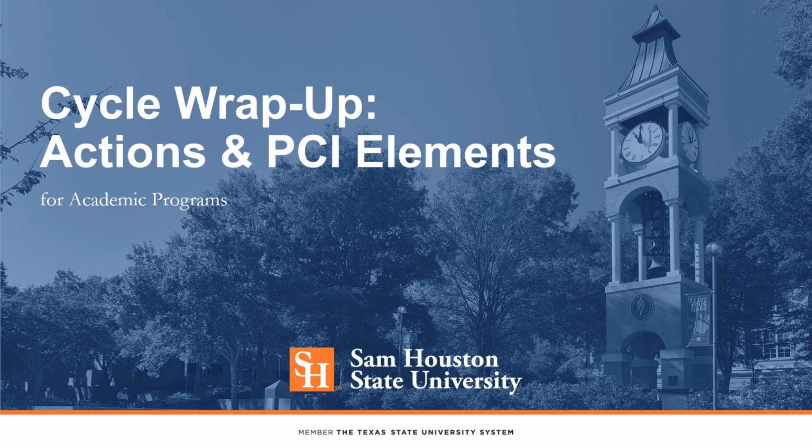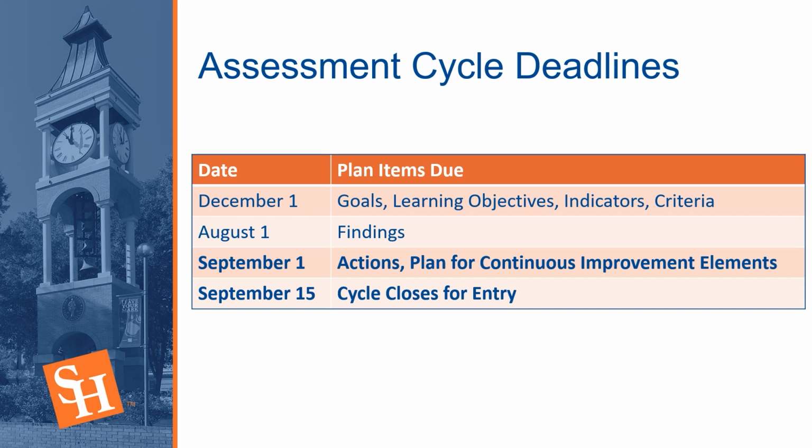This quick video will assist you as you finish wrapping up the assessment cycle. The deadline for entering actions and plan for continuous improvement elements is generally September 1st, unless your college has an earlier deadline. On September 15th, the cycle will fully close.